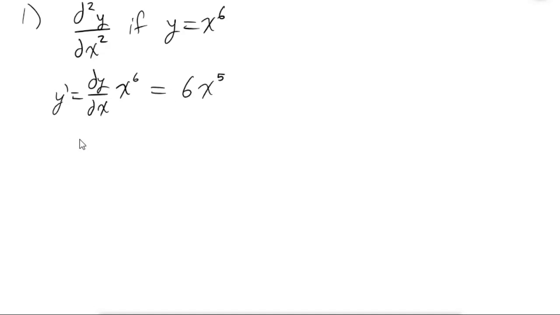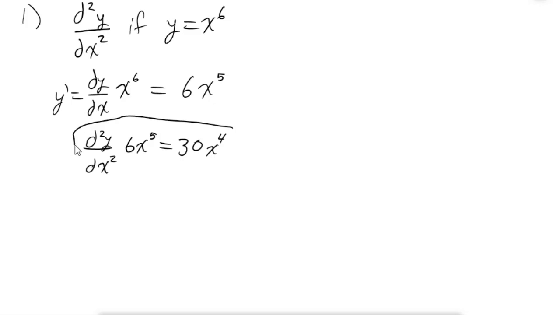And then from there we go on to the second derivative. So d2y over dx squared of our function 6x to the power of 5 is equal to 5 times 6, which is 30, multiplied by x to the power of 5 minus 1, which is 4. And that's basically it for higher level derivatives. All of the examples are just continuations of this.